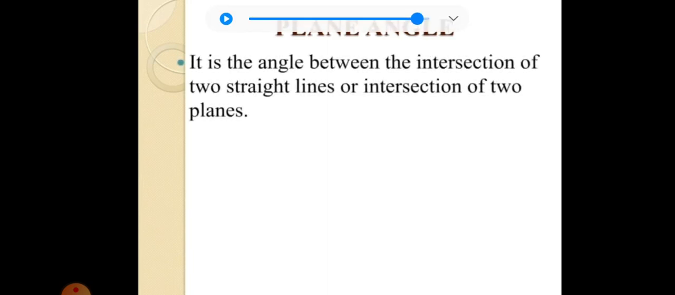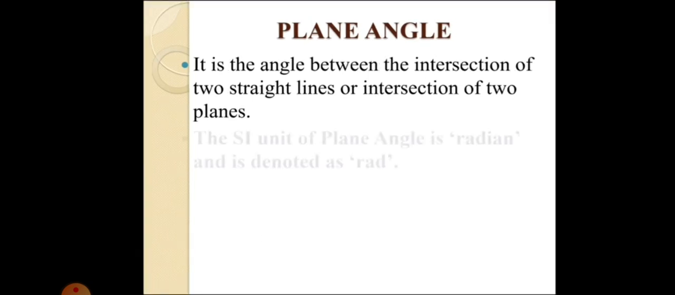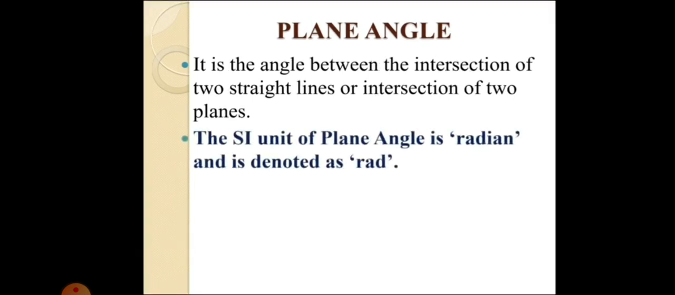Plane angle. What is a plane? It is a flat surface on which a straight line joining any two points on it would wholly lie. So it is the angle between the intersection of two straight lines or intersection of two planes. The SI unit of plane angle is radian and it is denoted by rad.